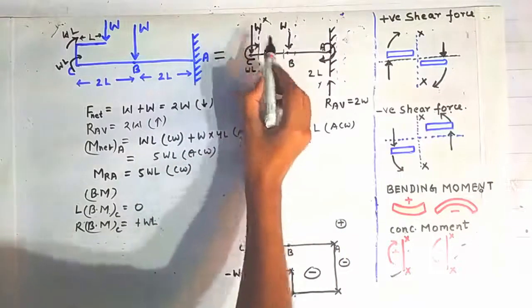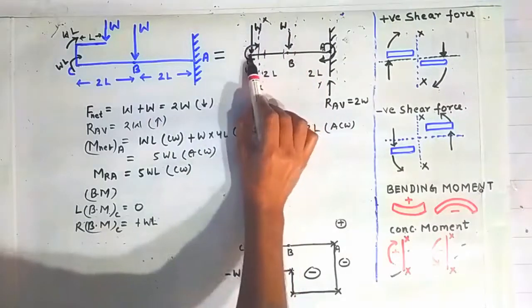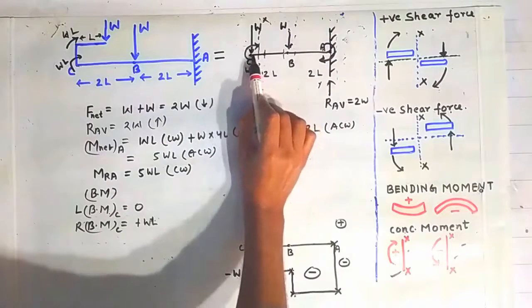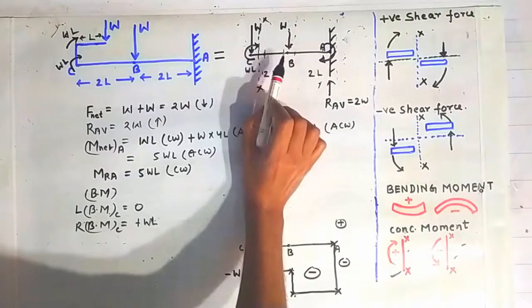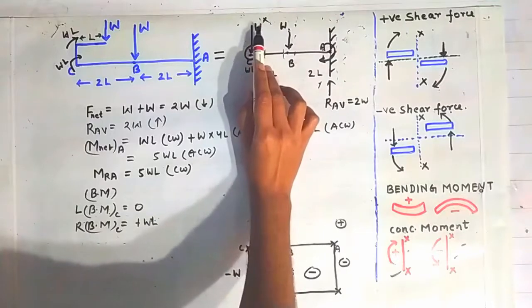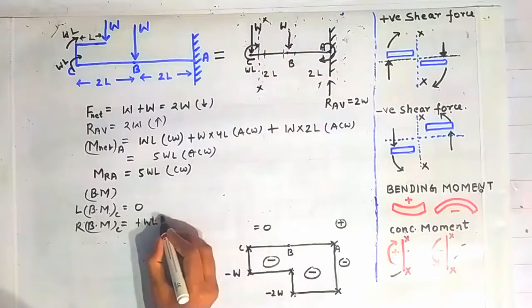Now because of this force, the bending moment about this section XX is 0, because this distance is negligible, because the section XX is lying very close to point C, that is nearly 0 distance between the point C and the section XX. So the moment because of this force W, that is the shear force, will be 0 about this section XX.